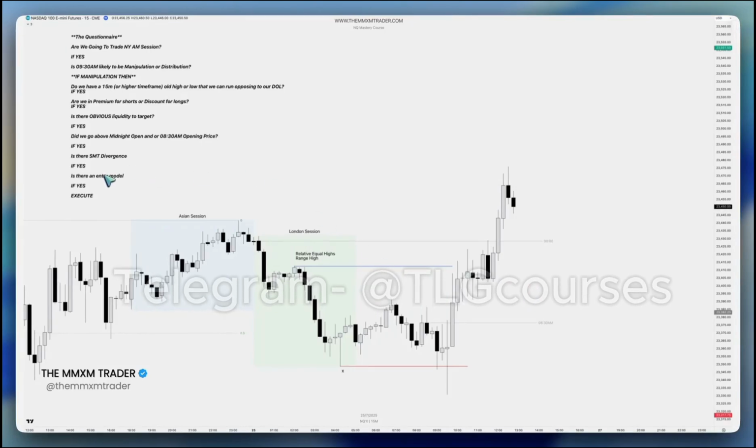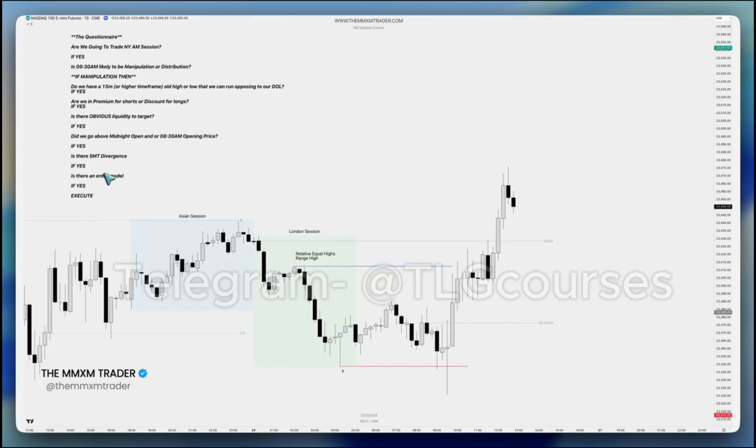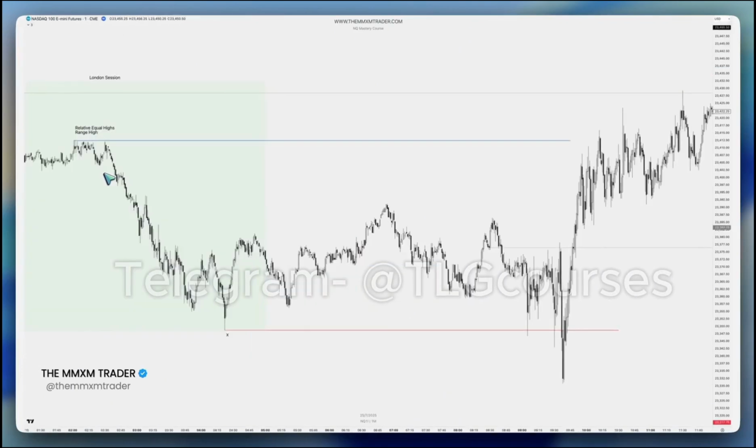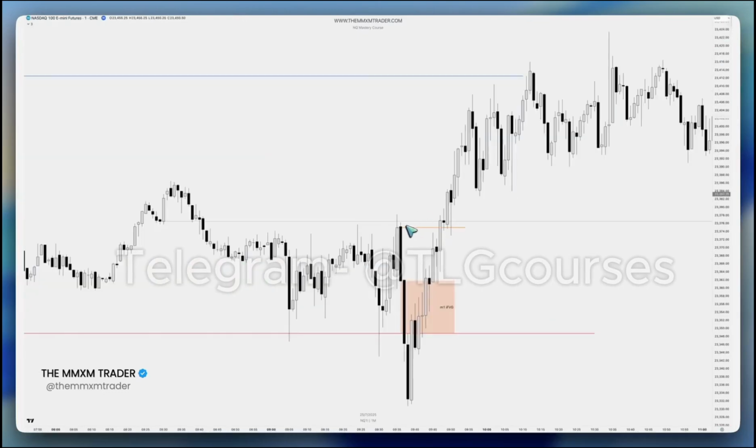Okay, and then we're going to look at an entry model, right? Anything from the 5 down to the 1 minute, whatever you're comfortable with, is valid at this point. Okay, we're going to be looking at a 1 minute here. And there you go. There are the relative equal highs, a lot more obvious on the 1 minute time frame, right? Really obviously engineered. Okay, then as we trade below that 15-minute low, everything is in place.